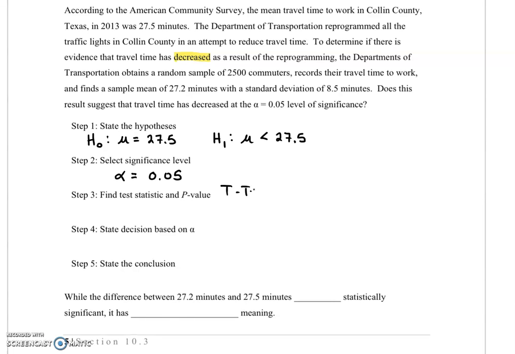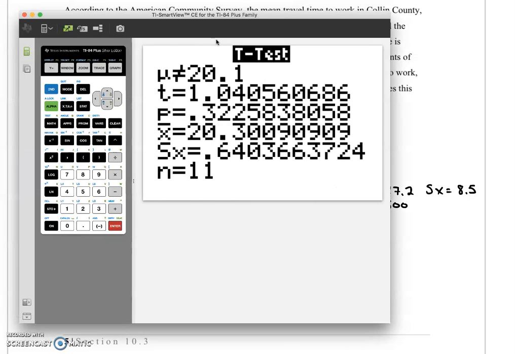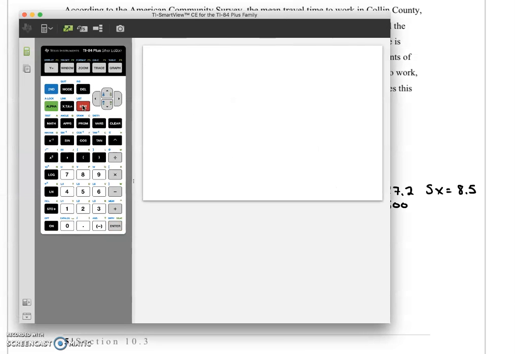So if we do a t-test, we need mu0, which is 27.5. Our sample mean, which is 27.2. The sample standard deviation, Sx, which is 8.5. And our sample size of 2,500 people. So if we go to our calculator, we can put all of that in.